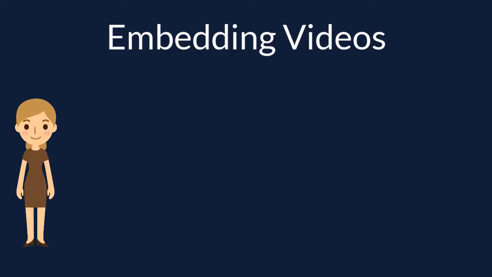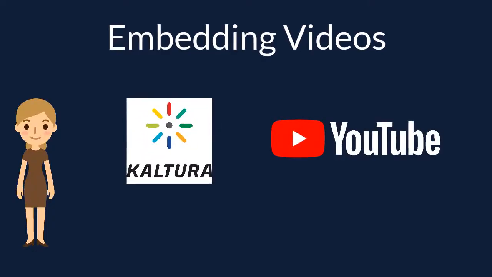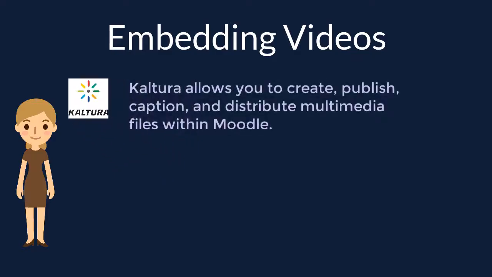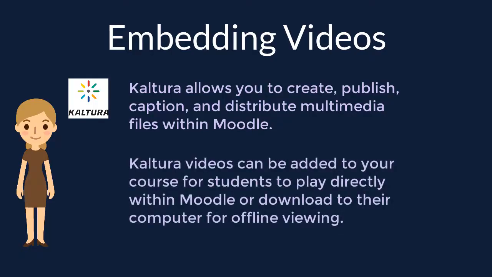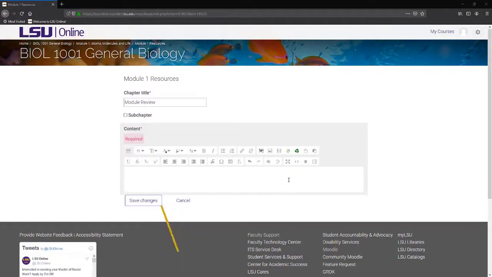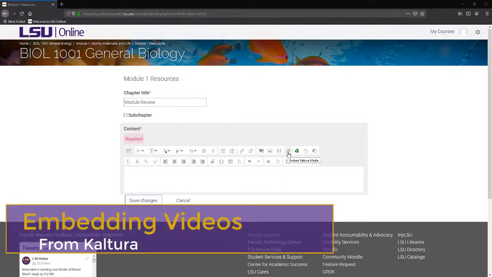Let's look at how to embed videos from two common video repositories, Kaltura and YouTube. Kaltura is a tool that allows you to create, publish, caption, and distribute multimedia files within Moodle. With Kaltura, you are able to add videos to your course that your students can play directly in Moodle or download to their computer.